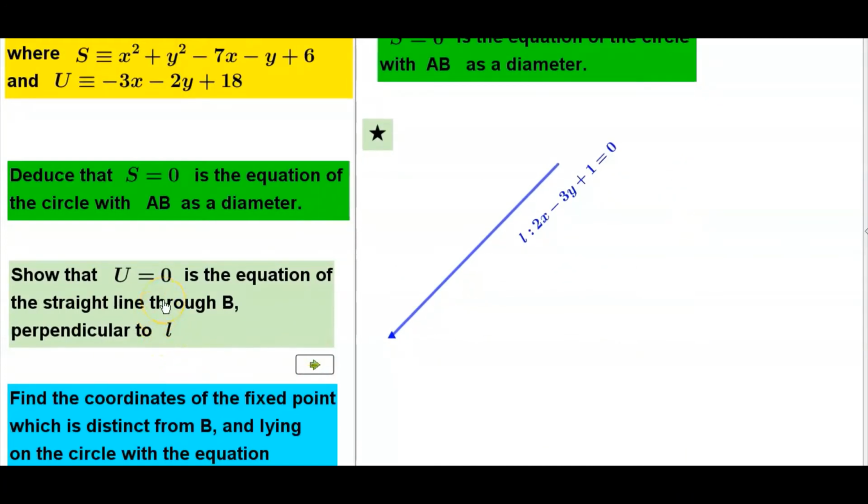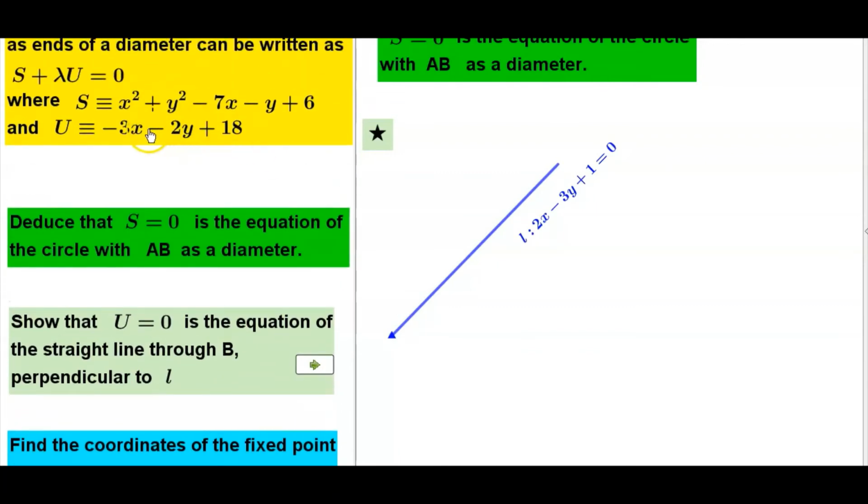So u is equal to 0 is the equation of the straight line through B perpendicular to L. So we want to find the equation of the line that is perpendicular to L and going through B. The answer might come like this: u is equal to minus 3x minus 2y plus 18 is equal to 0.